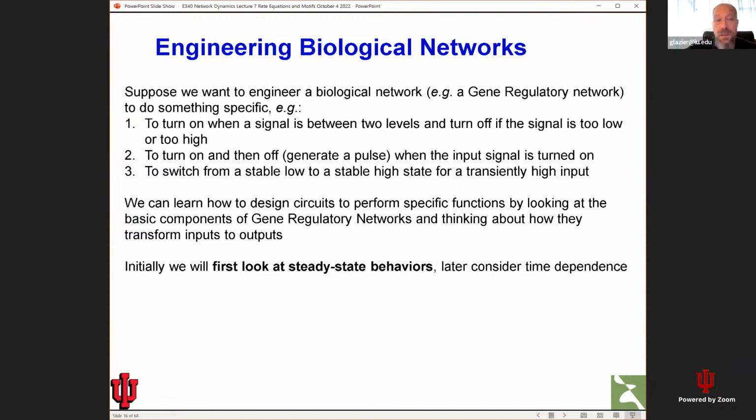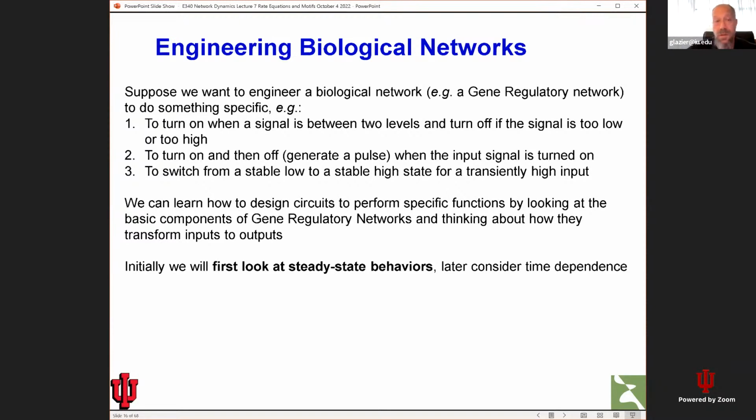Suppose we want to build a little biological network, like a gene regulatory network, that we want to have turn on when a signal is between two levels, but it turns off when this level is very low or very high. We clearly can't do that with a single regulation. An activator can't do that by itself, and an inhibitor can't do that by itself.